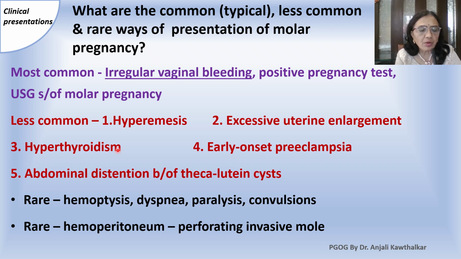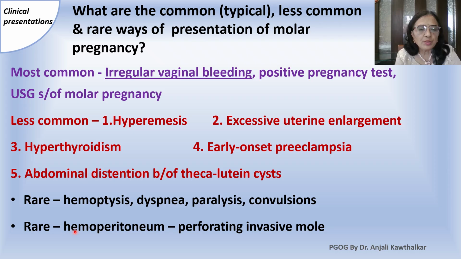that the uterus is greater than the period of gestation. Hyperthyroidism is a less common presentation. Early onset preeclampsia, and abdominal distension because of the presence of large theca lutein cysts, can also be a less common way of presentation. Rarely you can diagnose it when the patient presents with hemoptysis, dyspnea, paralysis, or convulsions. These are rare forms, especially with the invasive mole.